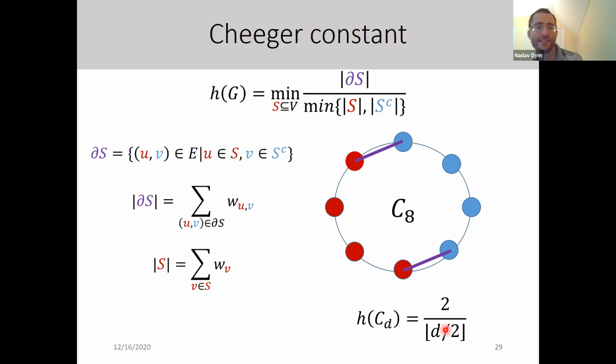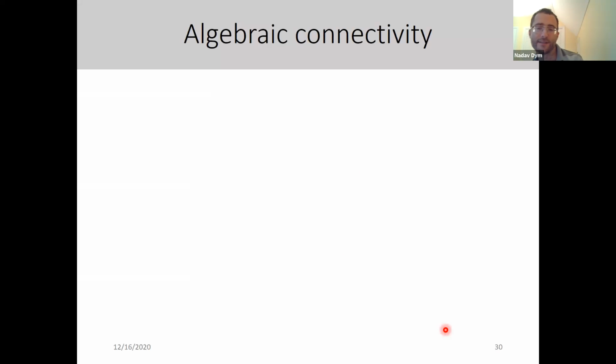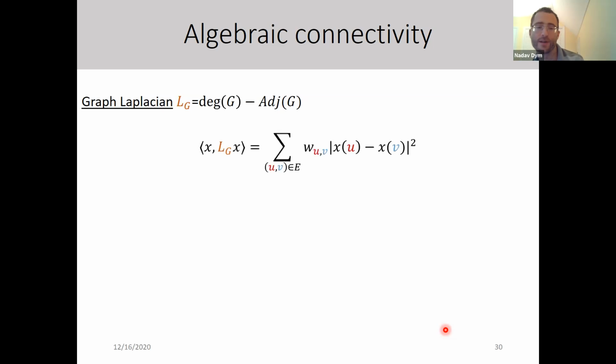Now, algebraic connectivity is something a little different, a different way of measuring, right? So you have the graph Laplacian. If you think of the graph Laplacian as a quadratic form, it looks like this. You take a vertex x, and you get this quadratic form, which basically promotes smoothness, in the sense that if you have two vertices which are connected by a very strong edge with a big weight, you won't want to get different values there, right?